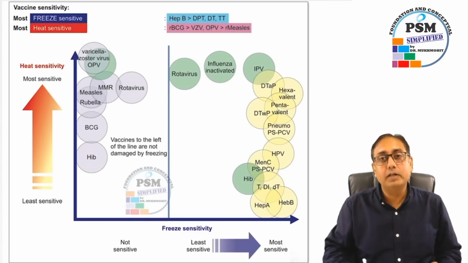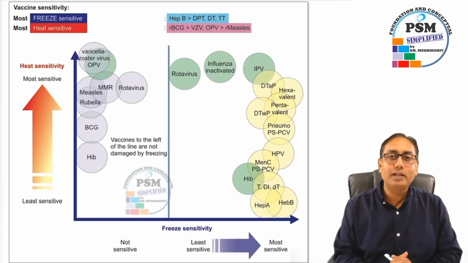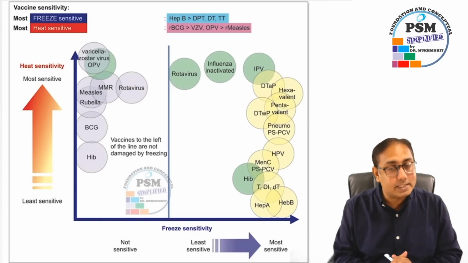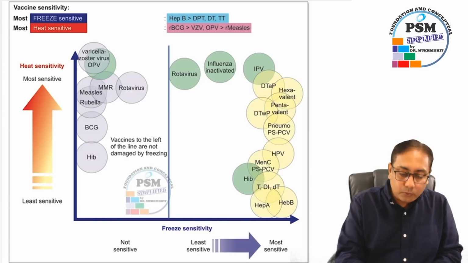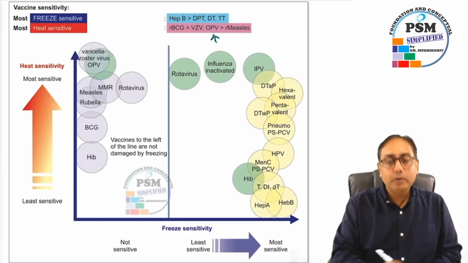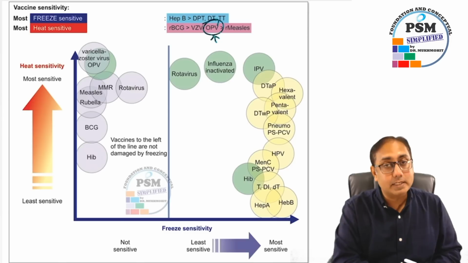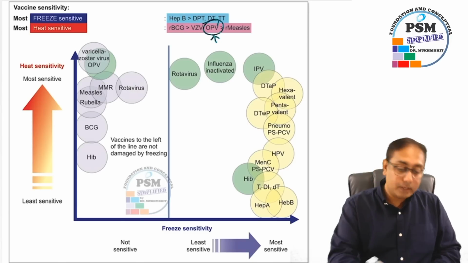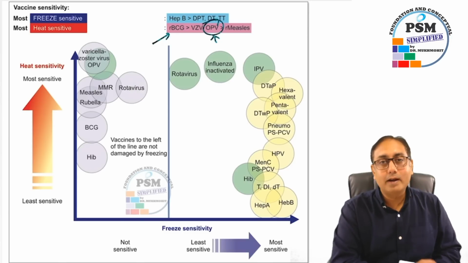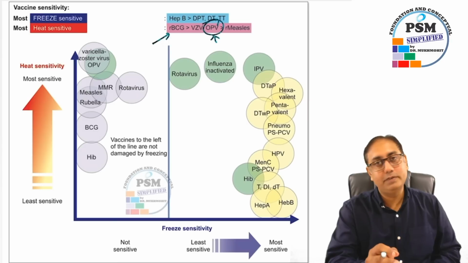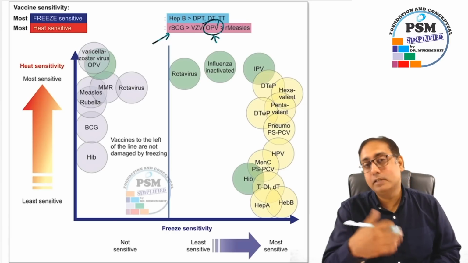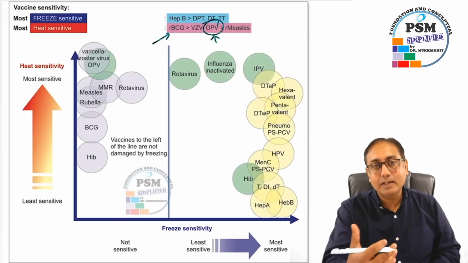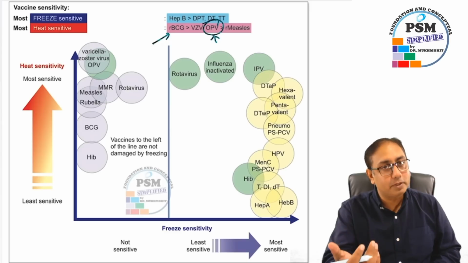A lot of questions come on the cold chain mechanism. Please note which vaccine is the most heat sensitive. The most heat sensitive, you're going to mark only one answer, that is the oral polio vaccine. Oral polio vaccine is one of the most heat sensitive, but in your exam, if the examiner troubles you regarding the reconstituted BCG vaccine, once you reconstitute the BCG vaccine, the reconstituted BCG vaccine is more heat sensitive compared to the OPV and compared to the measles vaccine.